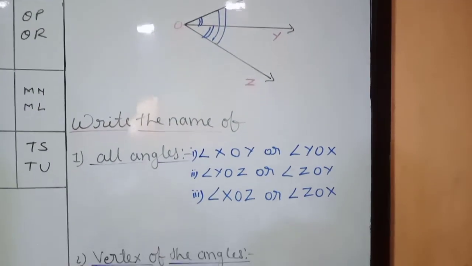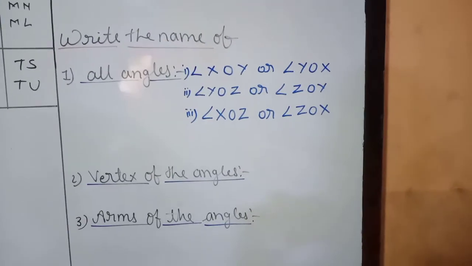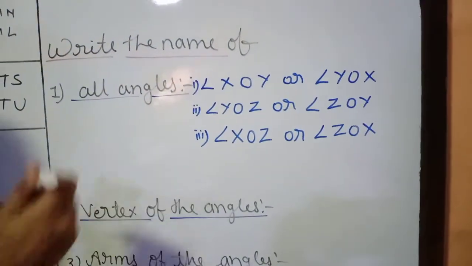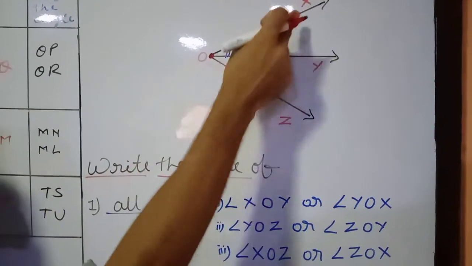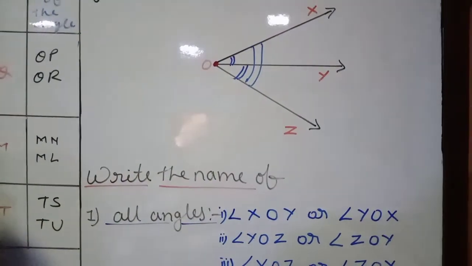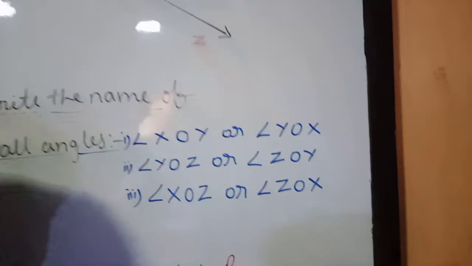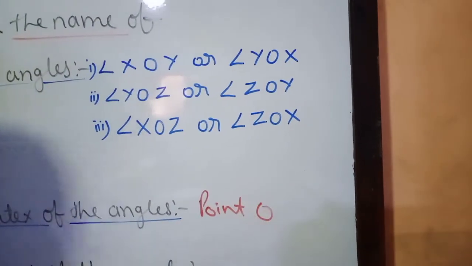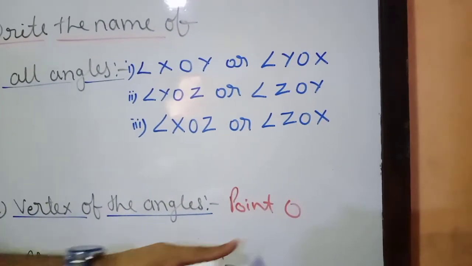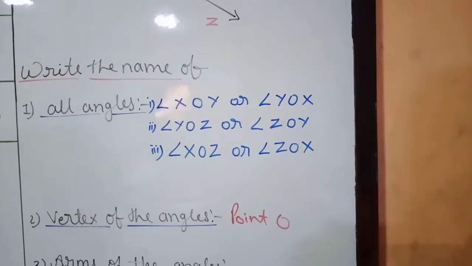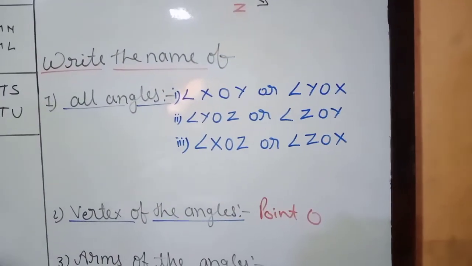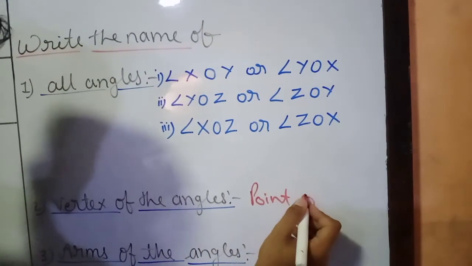The next one is the vertex of the angles. If you are able to see, there is only one vertex, at this point all the three angles are meeting. So that is point O. There is only one vertex, point O. All the three angles, having two arms each, are meeting at the endpoint, point O.